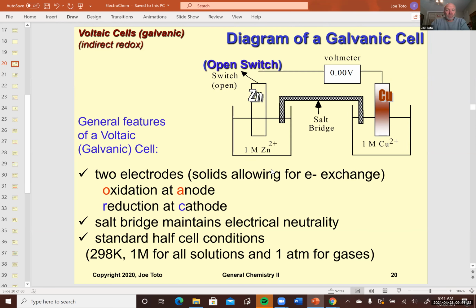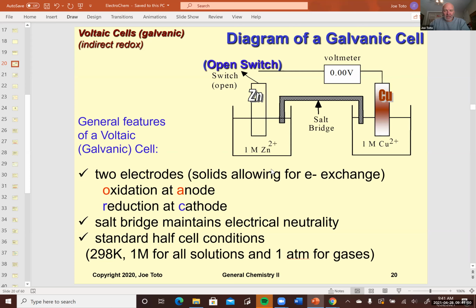Now we get to the indirect redox reaction, and that's where we physically separate those reactants in space and bridge them with a wire, essentially. And also, there's got to be a salt bridge in there to maintain electrical neutrality. And we'll talk about what that means specifically in a little bit.